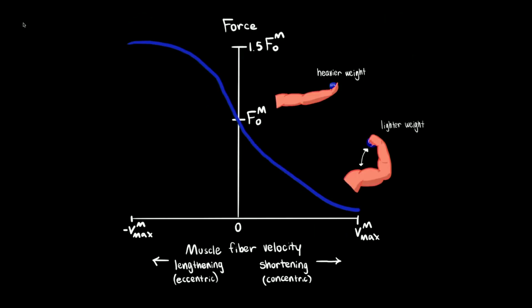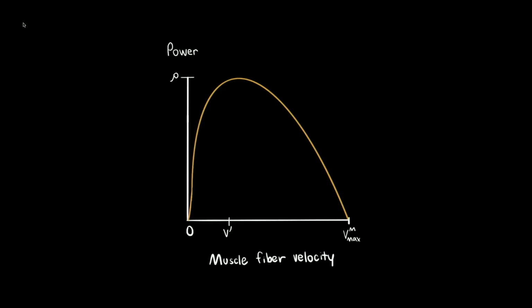As the load decreases, the muscle will move faster. As the muscle moves faster, the sarcomeres have less time to form cross bridges, which means that the output muscle force will decrease. On the other hand, as the load increases, the muscle will move slower. As the muscle moves slower, the sarcomeres have more time to form cross bridges, which means that the output muscle force will increase. The velocity-force relationship can be used to develop the relationship between power and velocity.